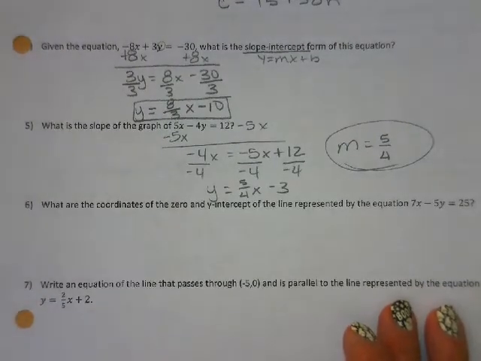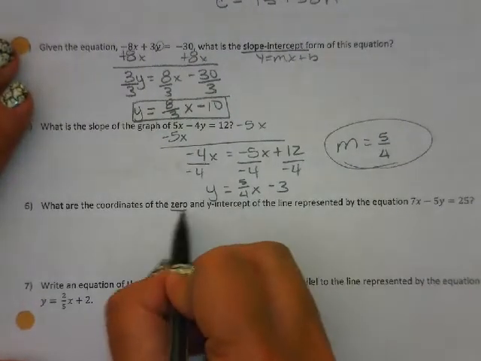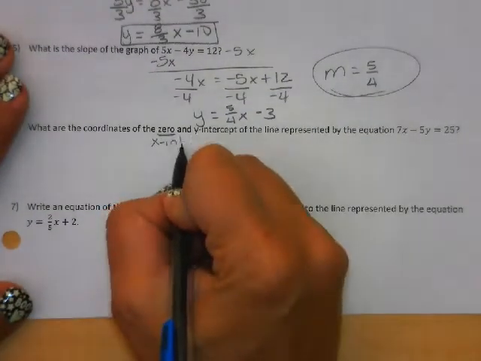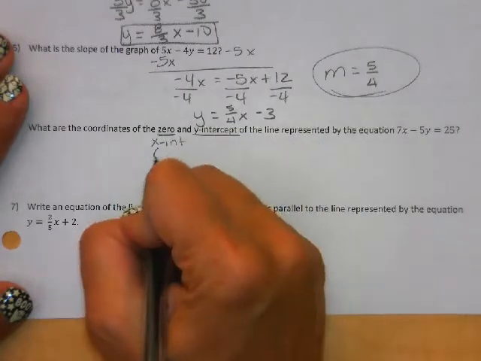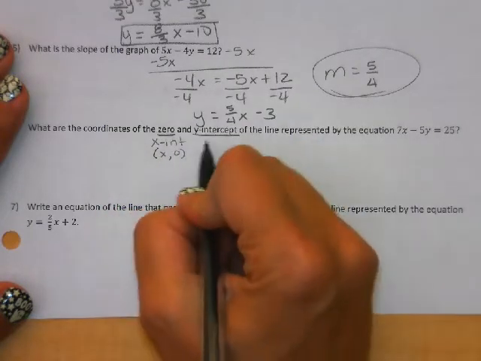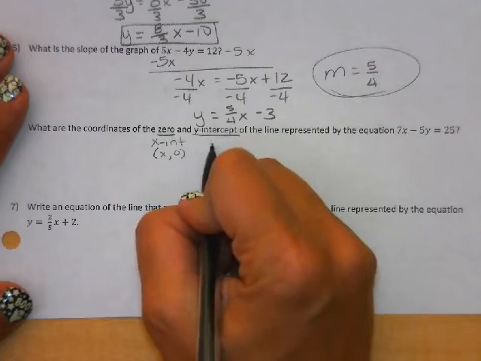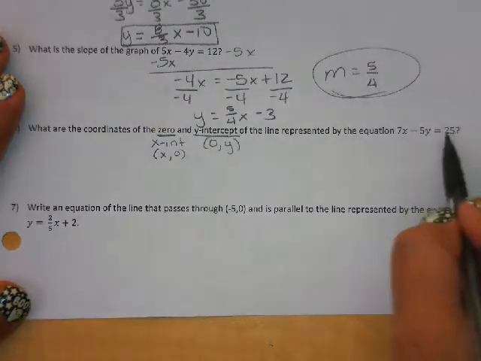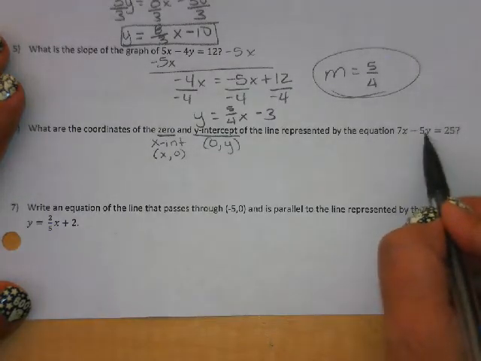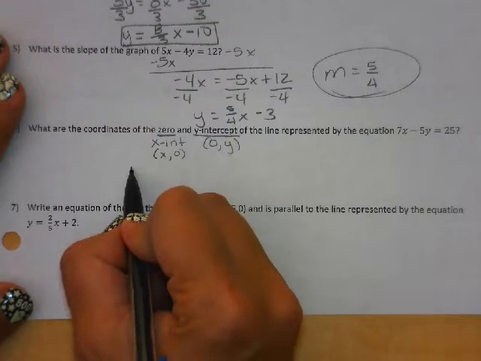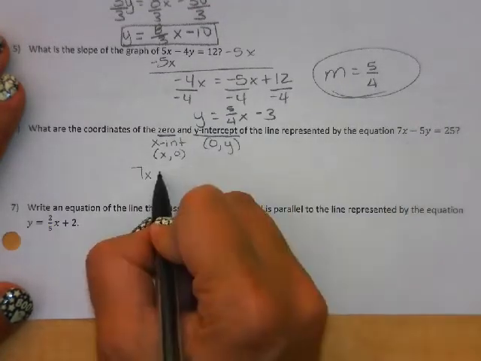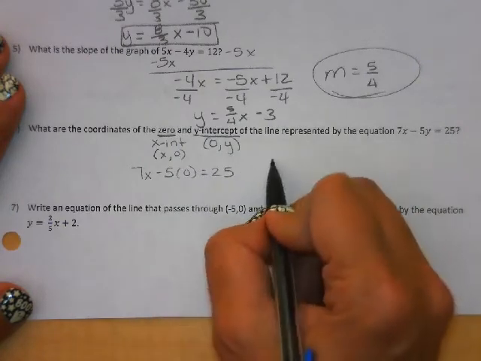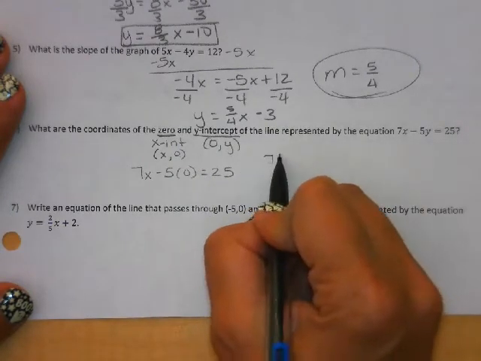Number 6, what are the coordinates of the 0? Okay, so 0, we talked about this word a while back. This is our x-intercept and our y-intercept. So remember, your x-intercept is the value of x when y is 0. The y-intercept is the value of y when x is 0. So we're going to solve this, and we're going to put 0 here, and we're going to put 0 here. So for the x-intercept, I am putting 0 in place of y. For the y-intercept, I'm going to put 0 in place of x.